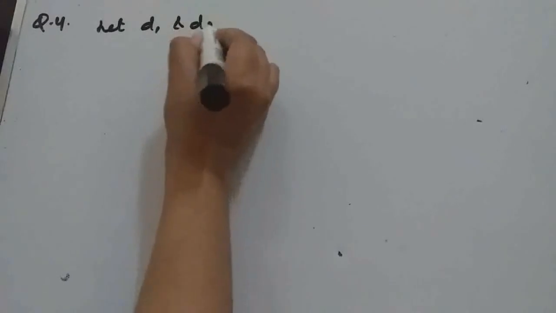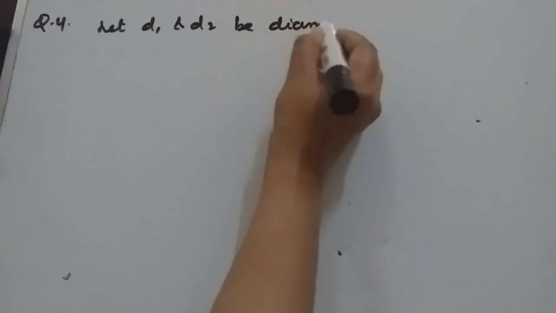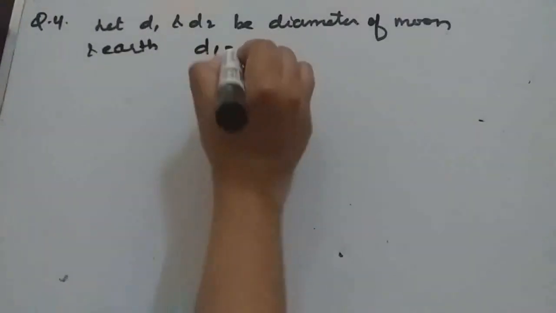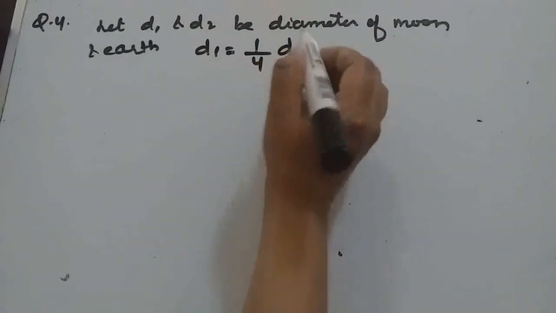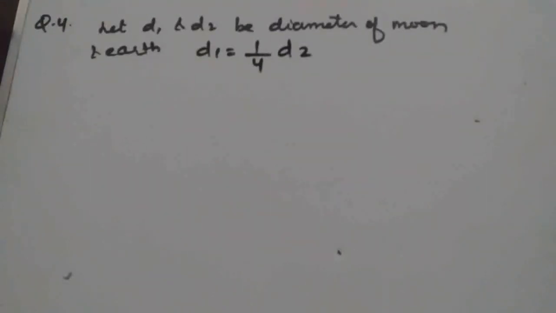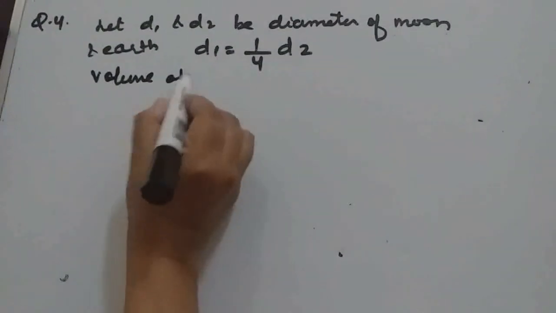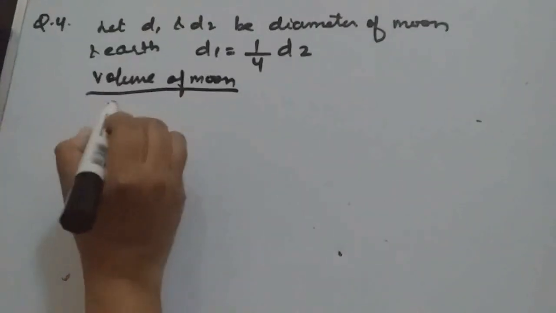The diameter of the moon is approximately 1/4 of the diameter of the earth. So let D1 and D2 be the diameters of the moon and earth respectively. So what is given? D1 is 1/4 of D2. Okay, what fraction of the volume of the earth is the volume of the moon? That means what we should find? The volume of the moon divided by the volume of the earth.